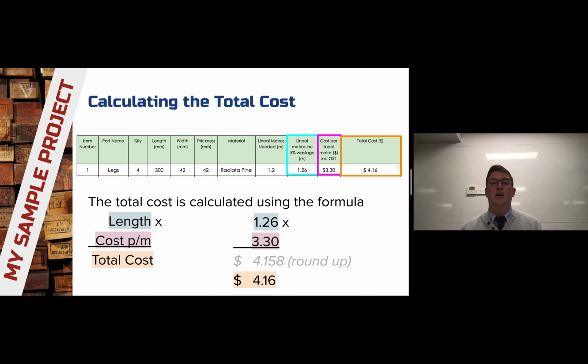Okay? But you need to make sure if you follow these steps, start with working out the linear metres, then work out linear metres plus wastage, then find the cost per metre from your costing sheet, and then multiply the metres by the cost to get your total cost. At the end of the day, when you're finished, you're going to have lots of rows here. You would add the whole total cost column up to give you total cost for the whole project.